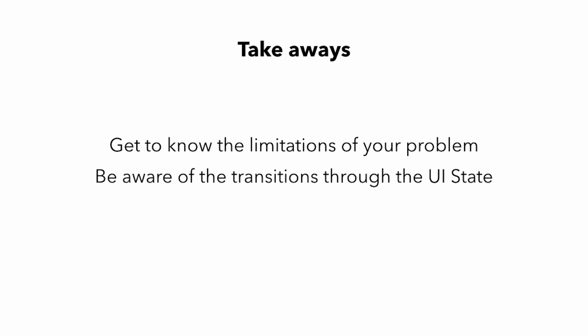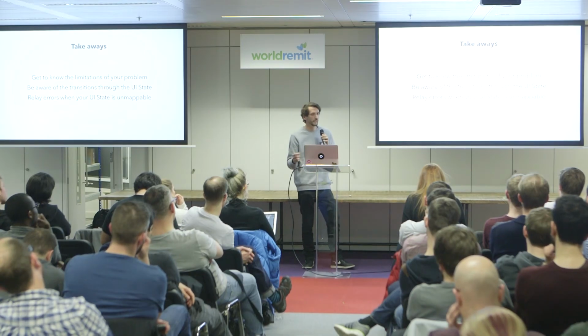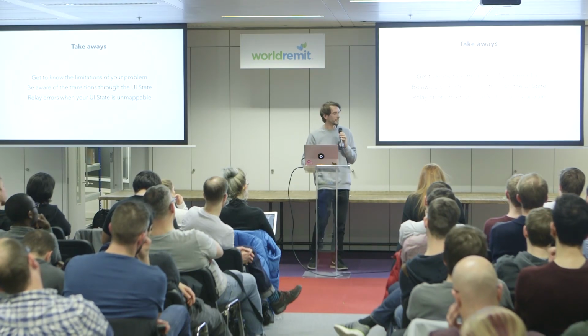Be aware of the transitions through the UI state. In our button example, it was really difficult to transition through those things. Relay errors when your UI state is unmappable. When we went from our UI state to our remote state and couldn't support things, we want to help the user get back on track.